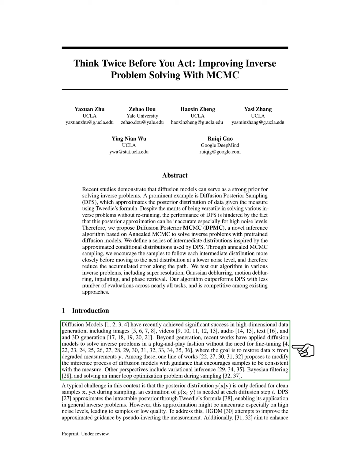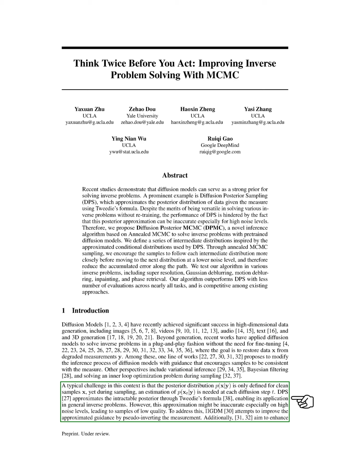We highlight that some approaches modify the inference process of diffusion models to ensure that the generated samples align with the measurements. Other methods involve variational inference, Bayesian filtering, and solving optimization problems during the sampling process.